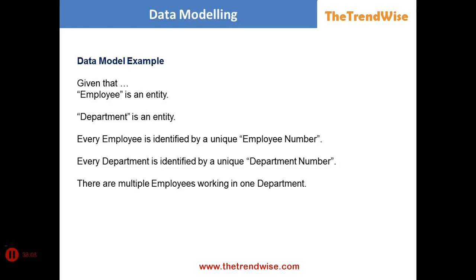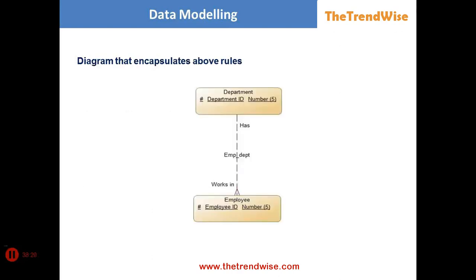The one-line requirement that was stated was, please make an ER diagram or a data model for a small company which has a set of departments and multiple employees working in each of those departments. So just one single line of requirement. If we had to make a data model, that's how it will look. All right.